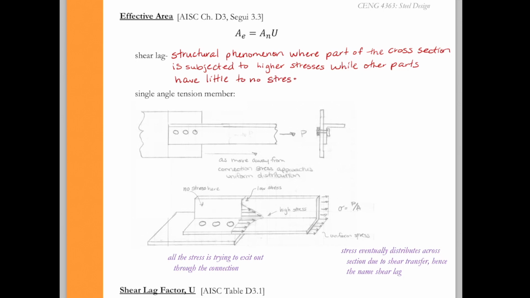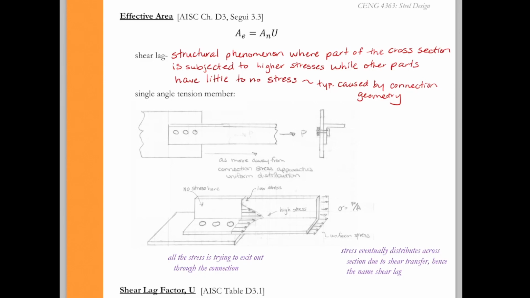So what even causes shear lag in a connection such as this? Well, largely shear lag is typically caused by the geometry of the connection. And basically it comes down to what portions of the member are connected and what portions of the member are not connected.